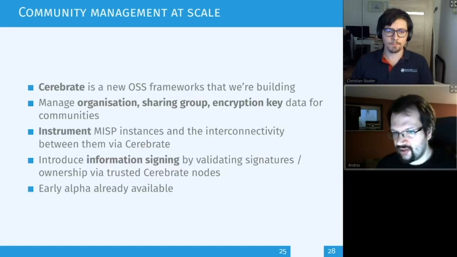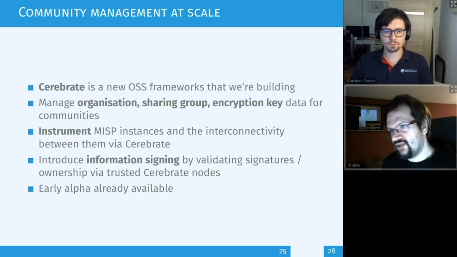The tool is called CIRCL and is part of an EU-funded project called Melicertis. The goal is to have trusted CIRCL nodes run by central authorities of the various different communities, providing a trusted library of the organizations, the various different distributions, so sharing groups, as well as encryption keys for their various different communities. So we also want to make this tool instrument and easy interconnectivity between organizations.